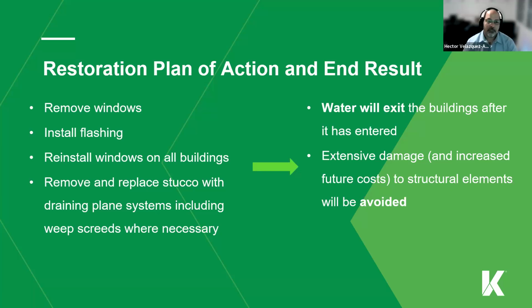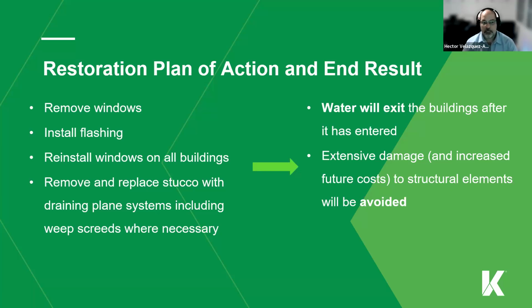Restoration plan of action and end result. Remove the window, install your flashing. Reinstall the window on all buildings. Remove and replace the stucco with a drainage plane system, so that water will exit the building after it has entered. When you do those restoration plans, the expected increase in damage to structural elements in the future will be avoided.